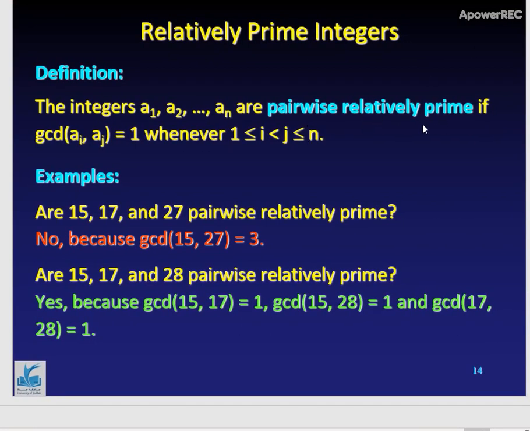relatively prime if we find the greatest common divisor between any two pair of numbers, for example between a1 and a2, a2 and a3, a3 and a1, or a1 and the last one, and so on. If you look at all these pairs by choosing different values of i and j, different i and j are not allowed to be equal, but they are otherwise allowed to take all the values that are allowed by the collection of numbers. So if all of these greatest common divisors come out to be 1, then we say that these numbers are all pairwise relatively prime.